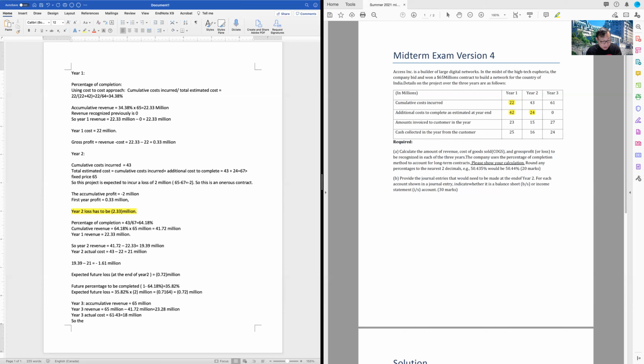So the difference is 23.28 minus 18 equals 5.28 million. And don't forget, you're going to reverse the expected loss because you recognized the expected loss of 0.72 million in the prior year. The next year you have to reverse this, right? So you reversed it, okay? So then you have to add 0.72 million.